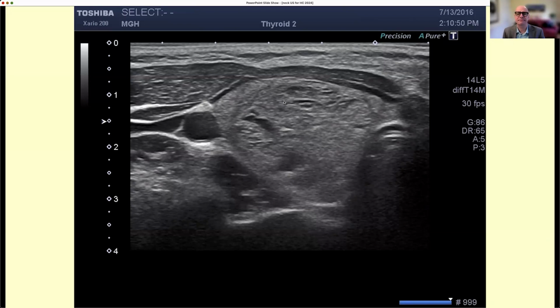Anyone? Any takers? It's an isoechoic complex nodule. Well, so it's an almost entirely solid nodule.